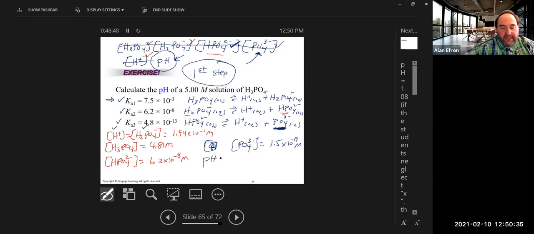So the pH in this case is minus the log of 1.94 times 10 to the minus 1, which is going to get us a pH of 0.71, we'll call it. It's acidic. It is an acid, so I guess that makes sense as well.